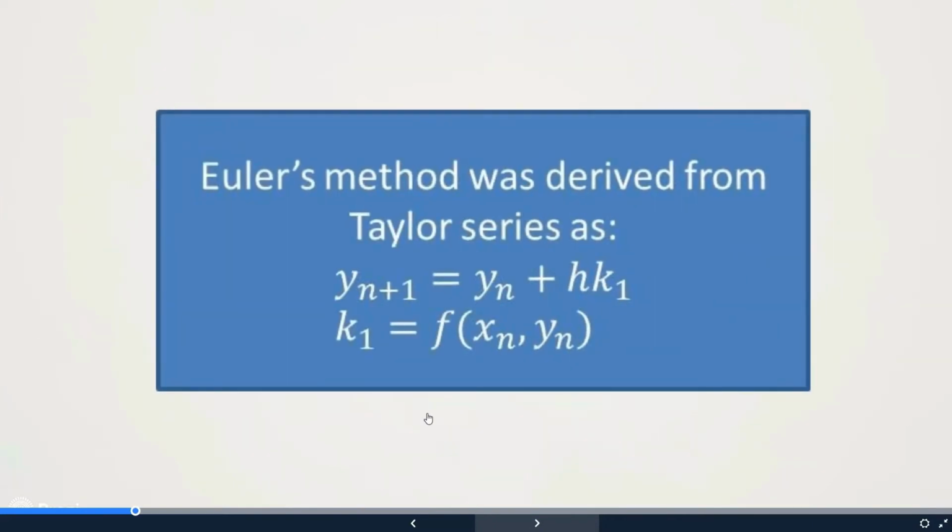First, Euler's method was derived from the Taylor series as y_{n+1} equals y_n plus h k1, where k1 is equal to f(x_n, y_n). x_n and y_n are normally the initial condition given in the equation. They are also generally represented by x0 and y0. And the equation also gives the step size, which is h.